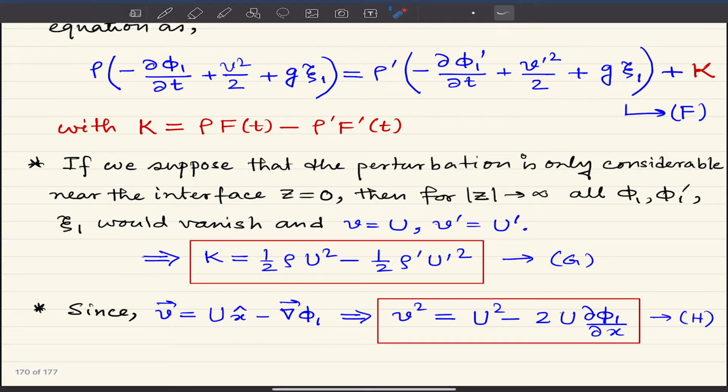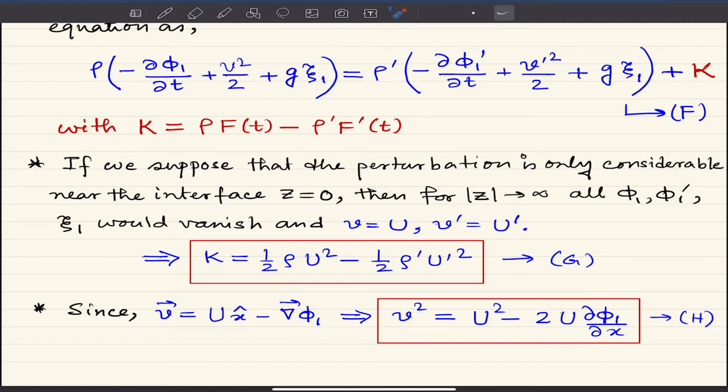Now remember, what is the total velocity in general? That is the initial velocity U x-hat minus the gradient of φ1. This is the part of the velocity v1, if you want to write it like this. Then the square of this will simply be equal to U² - 2U ∂φ1/∂x.